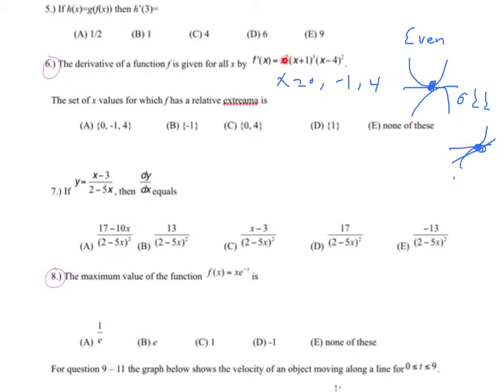Because the multiplicity of 0 is an even multiplicity, then we're not going to have a sign change at 0. We are going to have a sign change at negative 1 because it had an odd multiplicity. So this one we're going to have a sign change. Here, even multiplicity, so no sign change. So the only place where I have a relative maximum or a minimum is at negative 1.